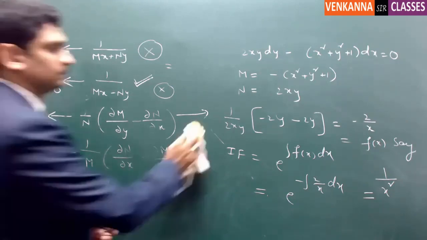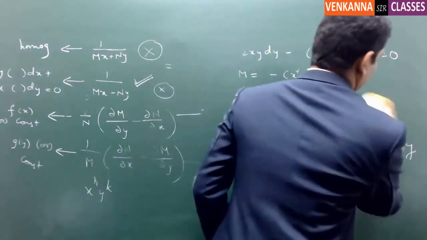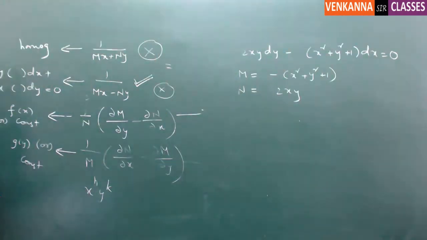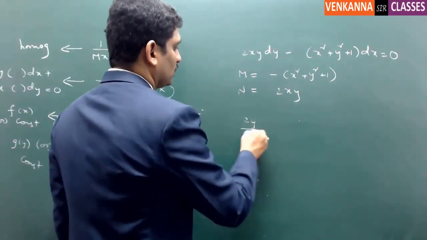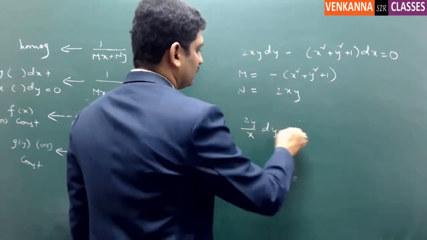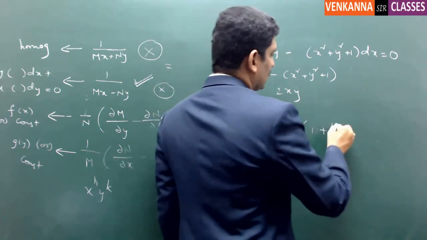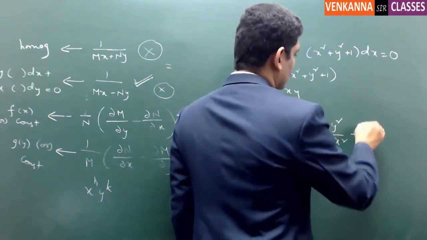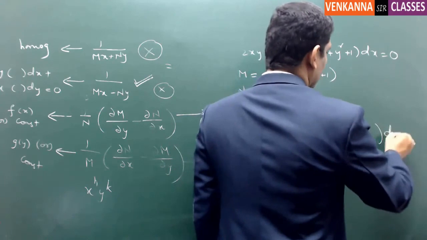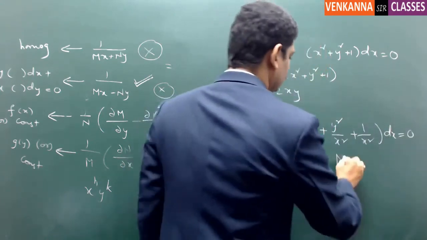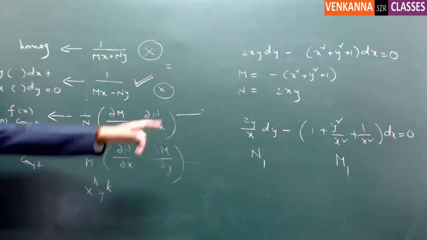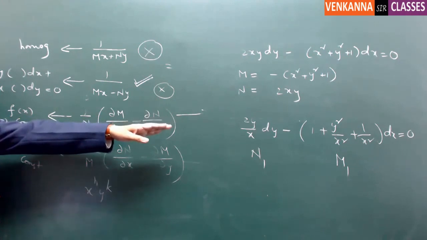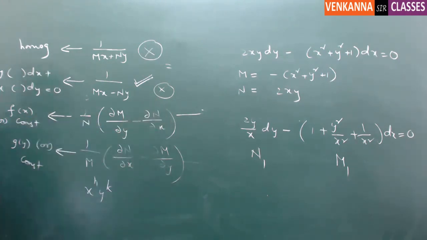So, multiplying the given equation with integrating factor, that is 1 by x square, it will be 2y by x into dy minus of 1 plus y square by x square plus 1 by x square into dx equal to 0. This is M1 and this is N1. So it becomes exact automatically. However, you can verify that. So straight away, I will go with the integration part.